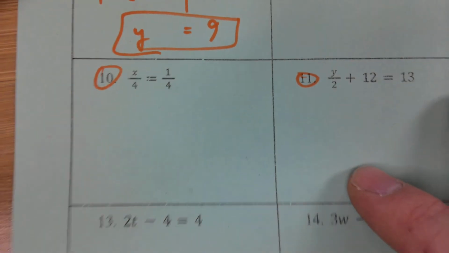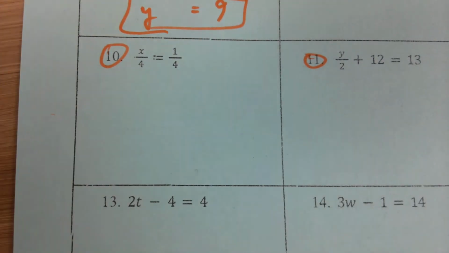Moving right down to number 10. X over 4 equals 1 over 4. Now this one had a lot of people confused. I think in terms of how we're going to use our inverse operations.